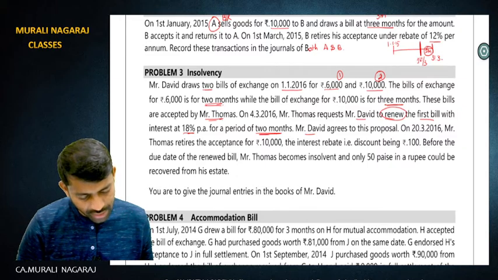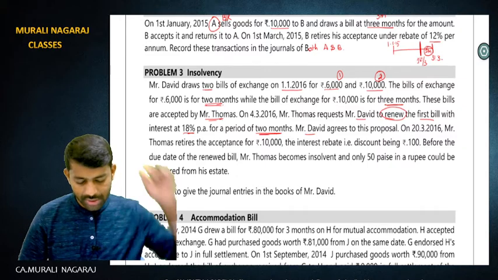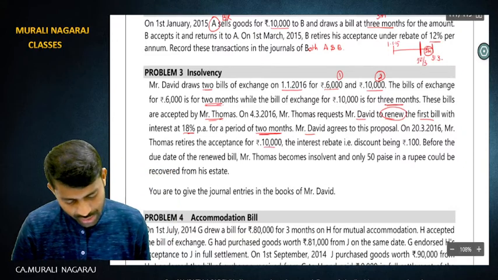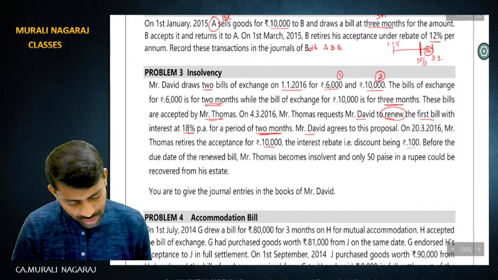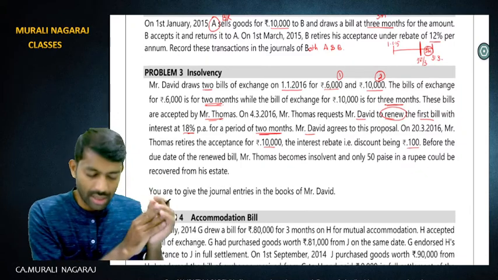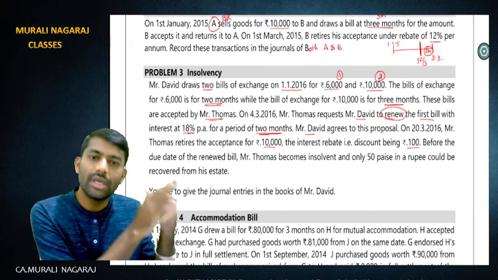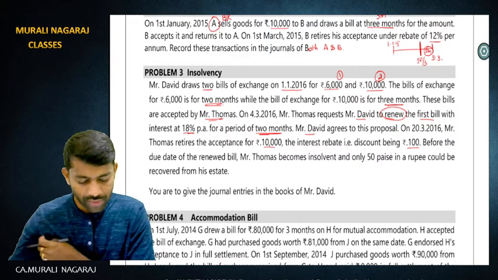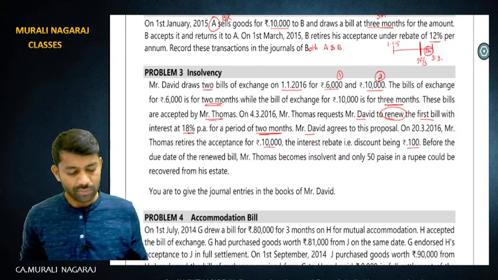On 23 2016, Mr. Thomas retires the acceptance for 10,000. The interest rebate, that is a discount, being 100. So that means the first bill he has extended for 2 months, and the second bill, 10,000 was there, no, that he has retired in advance. Let us see, on 1st January he has retired.